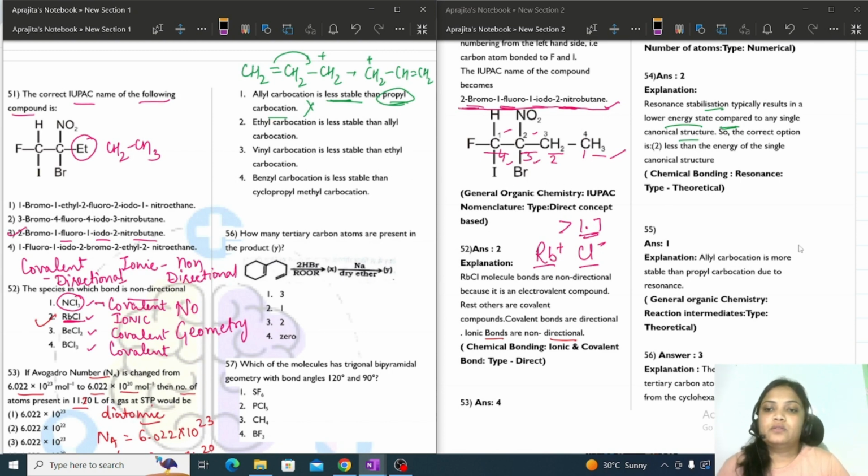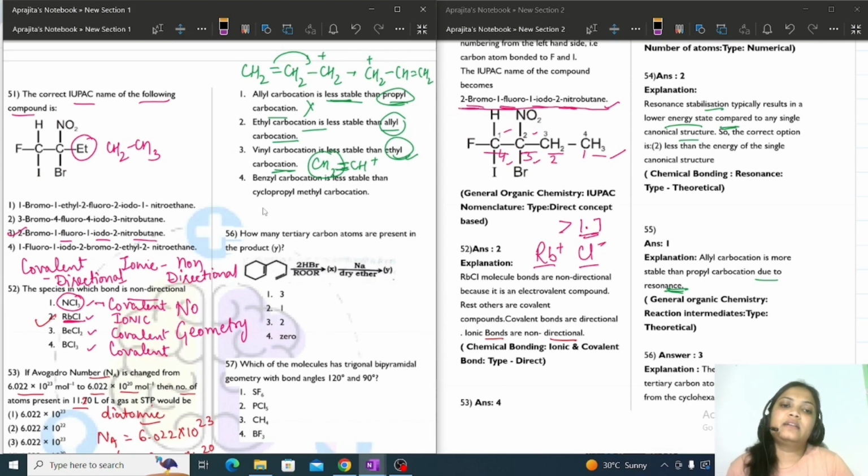Okay. So because of resonance, it is more stabilized. Now ethyl carbocation is less stable than allyl carbocation. Same reason, allyl carbocation is more stable because of resonance. Now vinyl carbocation is less stable than ethyl carbocation, because ethyl carbocation has inductive effect and hyperconjugation, but here inductive effect is less because a double bond is present. So this is also correct.